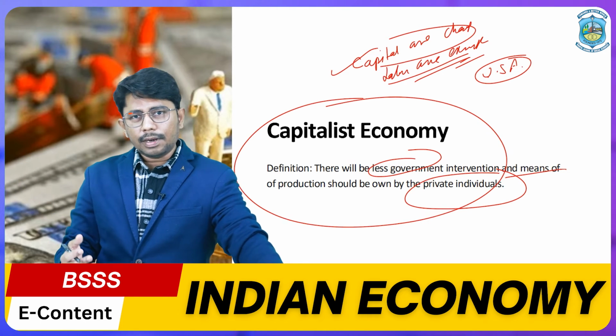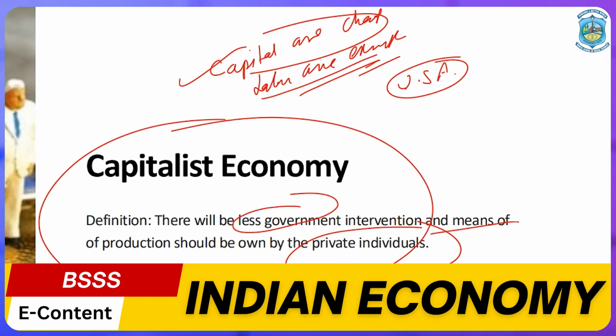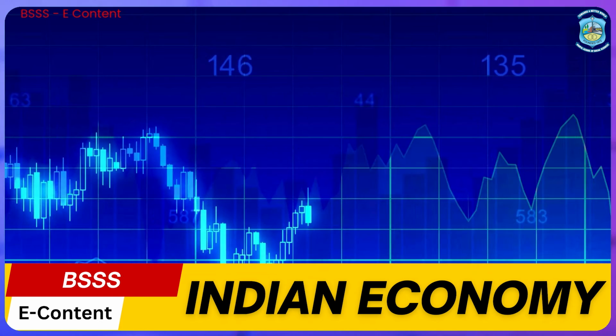Any example? America is an example of a capitalist economy nowadays. France, let's say, then Germany, Japan. These are all developed countries, my friend.